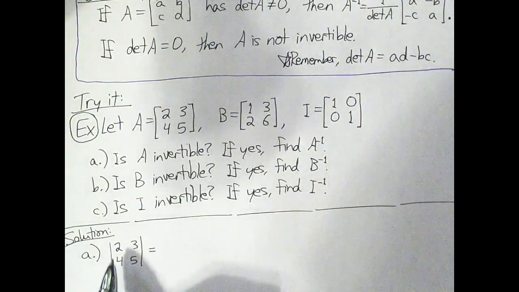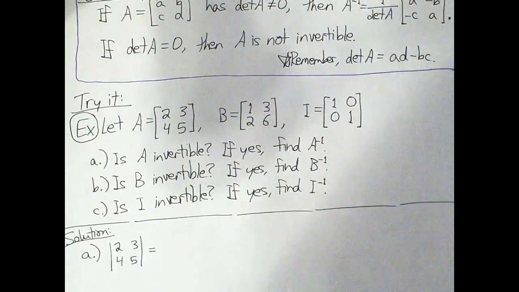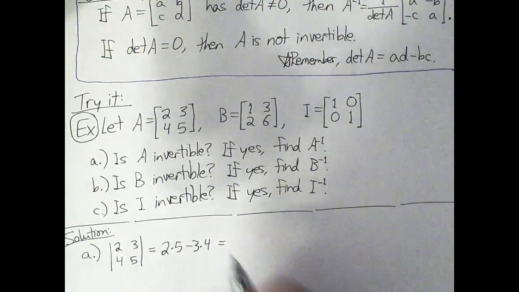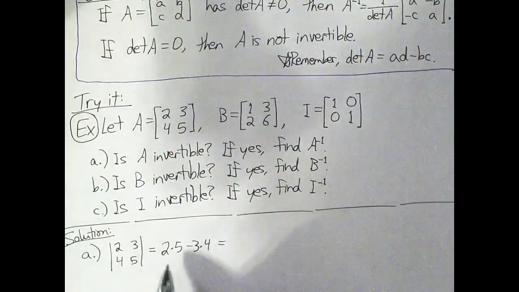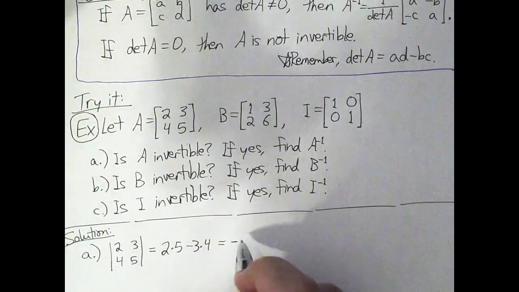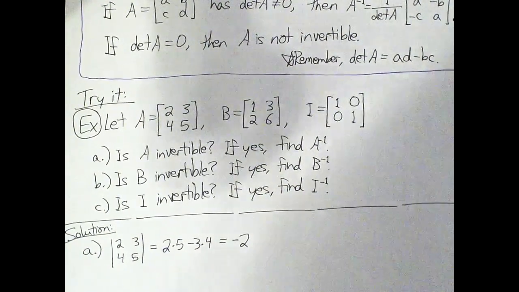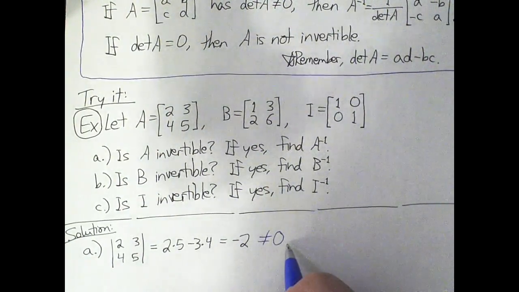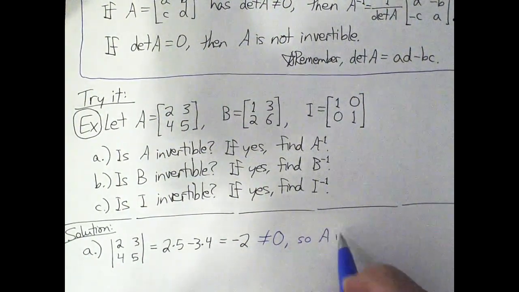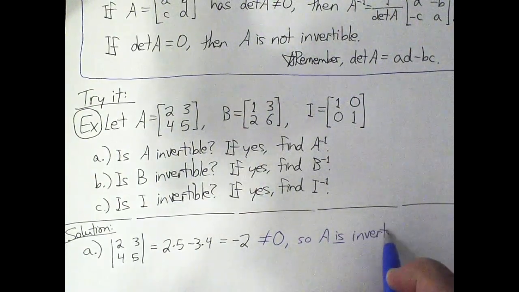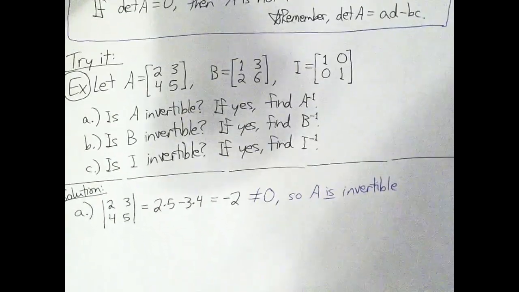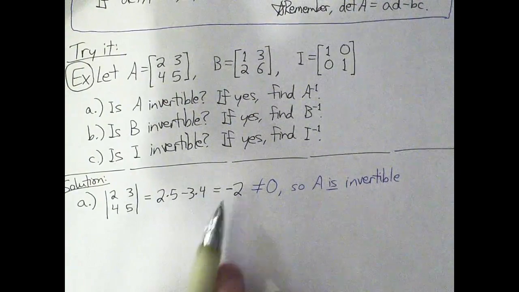And the number that this equals, the AD minus BC, is going to be 2 times 5 minus 3 times 4, right? So 2 times 5 minus 3 times 4. 10 minus 12 is negative 2. Negative 2 is not equal to 0. So A is invertible. So let's continue. Now that means that we could go ahead and find the inverse. Negative 2 is not 0.